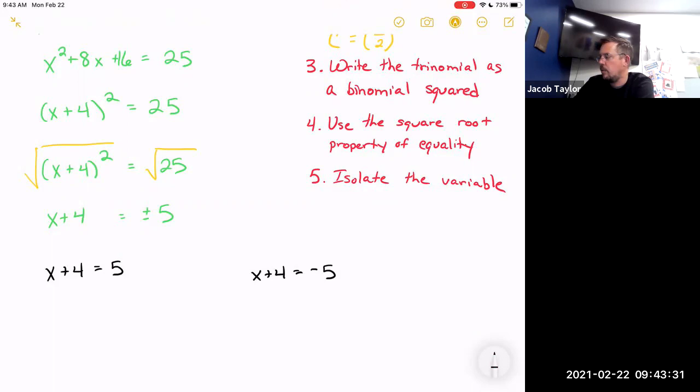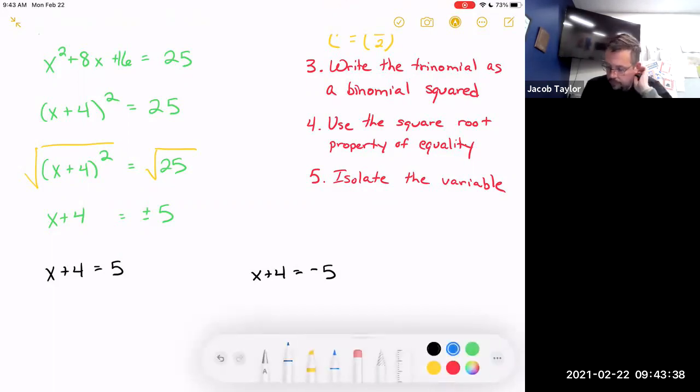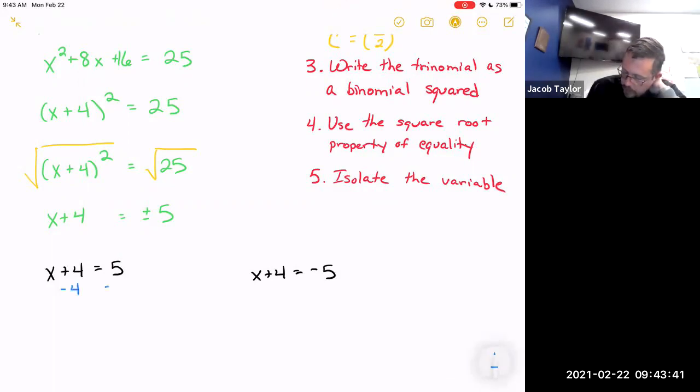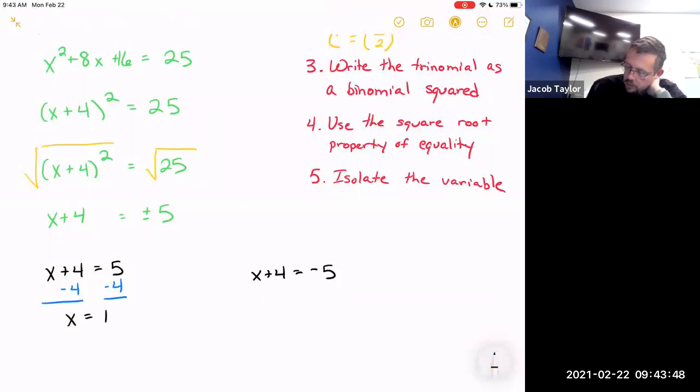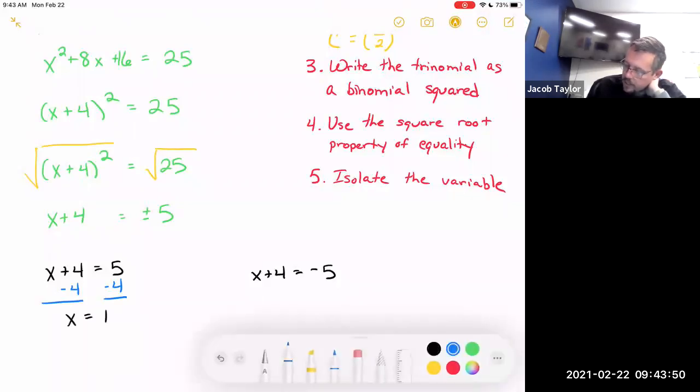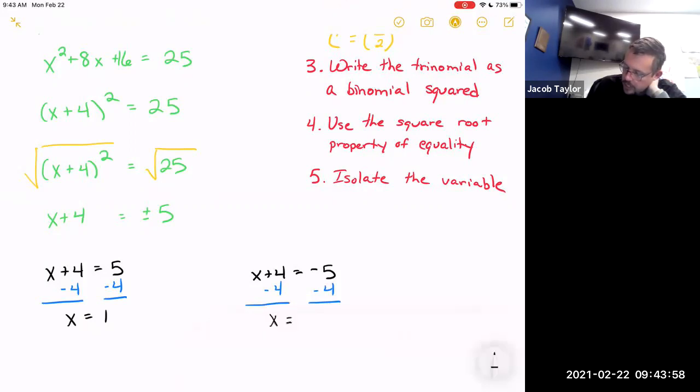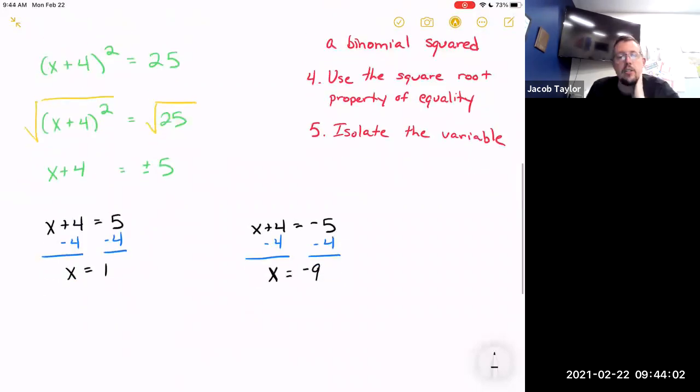We solve both of those to get the two answers. We expect two answers from our quadratic problems. Well, I expect two answers. I don't know what you expect. So, real quick, we'll use the subtraction property of equality. 5 minus 4 is 1, so there's one of our solutions. And we'll do the same thing on the other one, the subtraction property of equality here. X equals negative 9. And so the two answers to this problem are positive 1 and negative 9.